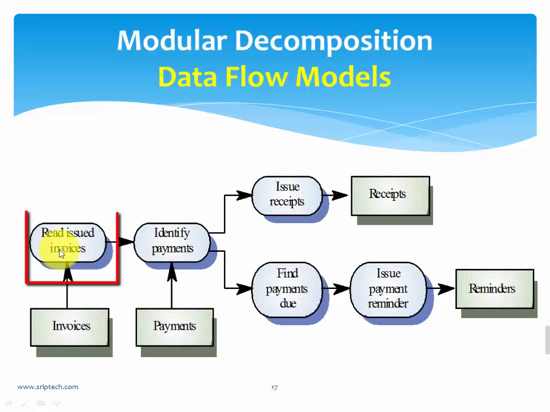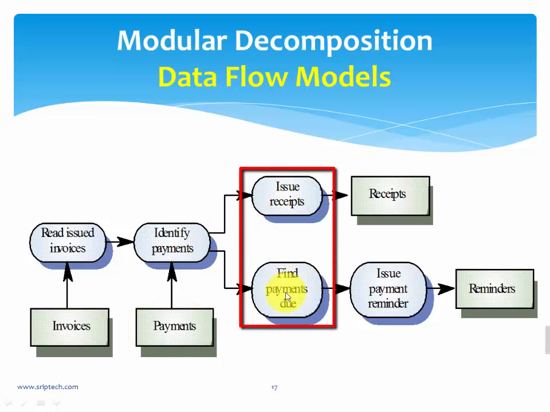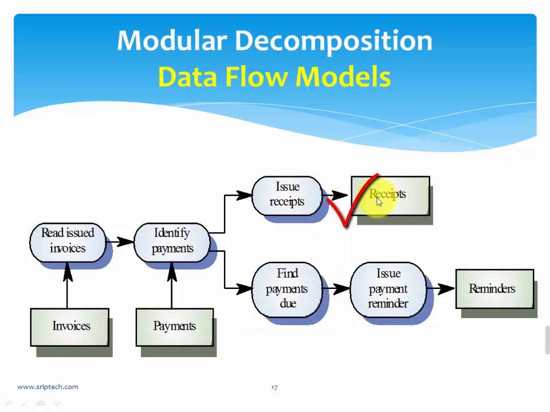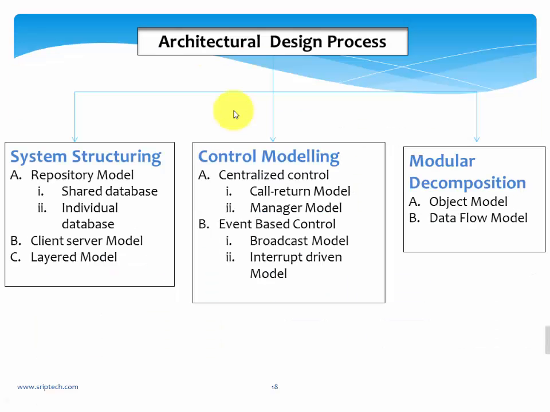Now read issue invoices. This module is reading the invoices. To read this, it needs an input, and the inputs are nothing but invoices. In turn it will call the identify payments functional module that requires an input called payment. Now identify payments will in turn call the issue receipts and find payments due functional modules. Issue receipts will have an output called receipts, whereas find payments due will in turn call another functional module called issue payment reminder, and the output is nothing but a reminder. Now this is called a data flow diagram, and one more example of modular decomposition where the entire subsystem is broken down into a number of modules.